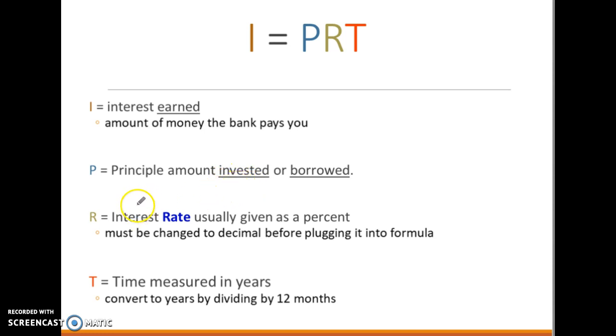The R is your interest rate. It's usually a percentage. So when you're plugging the values back into the equation, make sure you convert it to a decimal by dividing by 100. And time is for T. Time is always going to be measured in years. So if it's an amount that is not a year, let's say it's 6 months, make sure you divide by 12, or think of it as half a year and use 0.5 in place of T.